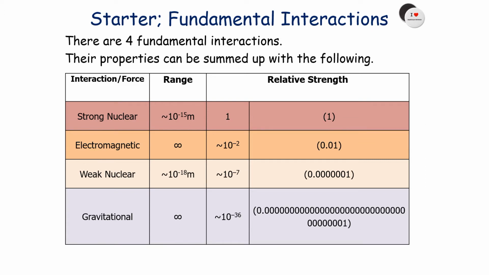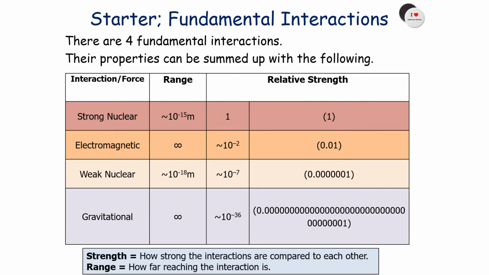We then have the weak nuclear interaction, which has a range of 10 to the minus 18 meters, but has a strength 10 to the minus 7 of that of the strong nuclear interaction. And finally we have the gravitational interaction, which once again extends to infinity, but has a relative strength of 10 to the minus 36 of that of the strong nuclear interaction.